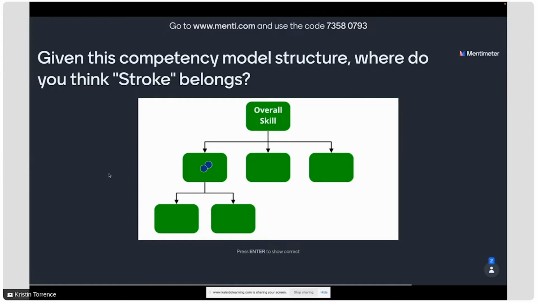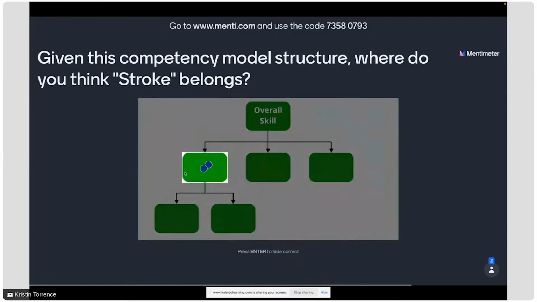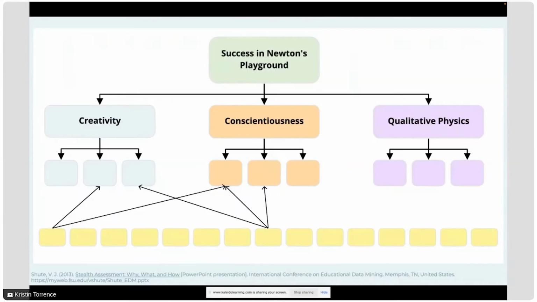And if you're familiar with tennis, this may come easier to you. Success in a game is broken into 3 competencies, and each of those has its own competency model. For instance, creativity, conscientiousness, and qualitative physics. Now, the yellow boxes indicate actions or behaviors that are observed by the game system that then feed into the competency model.